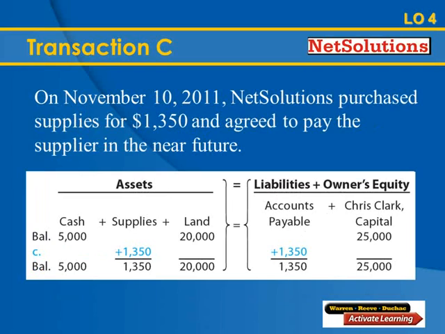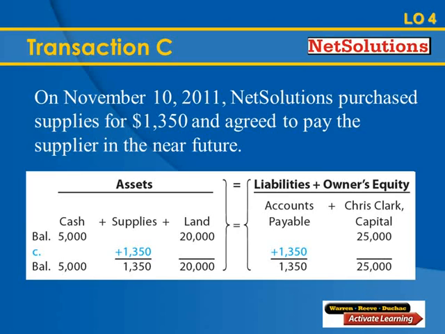In this transaction, the business purchased supplies on account. Therefore, the asset account, supplies, is increased by $1,350. The business will pay for these supplies in the future. Therefore, a liability account, accounts payable, which represents amounts the business owes to suppliers, is increased by $1,350.